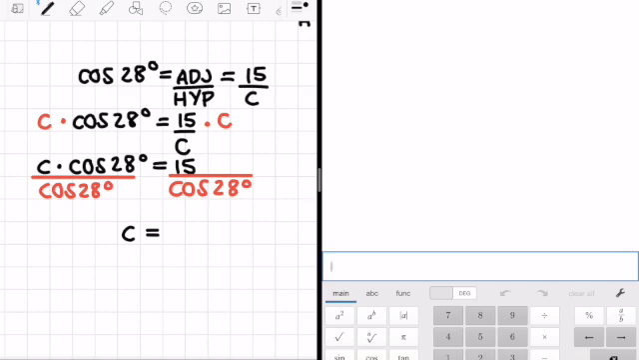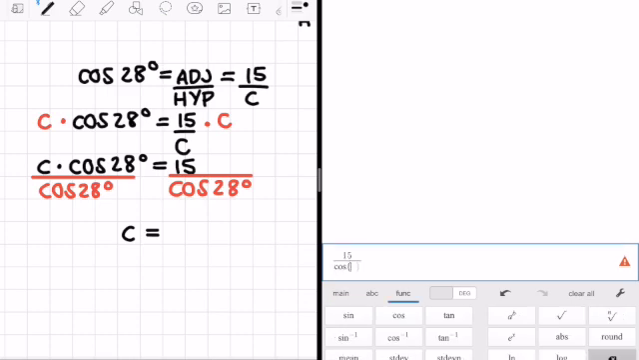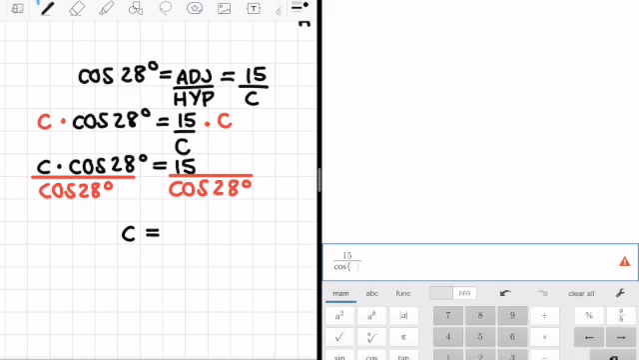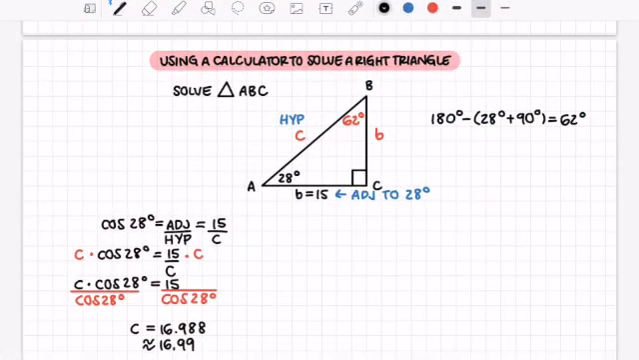So I'm going to start off with the fraction, 15 on top. On the bottom, I'm going to have, again, cosine of 28. And that's going to give me my final answer, which is 16.988. I'm going to round to the nearest hundredths place, so we get 16.99. Cool. Okay, so at least I know the length of C, which is 16.99. Now, I'm still going to just leave this alone.